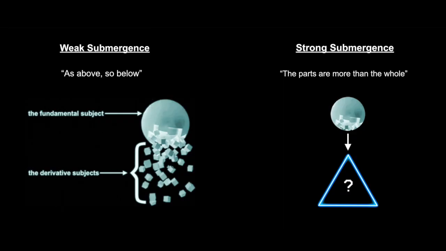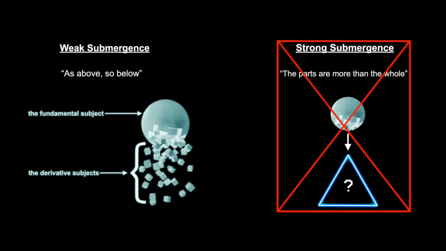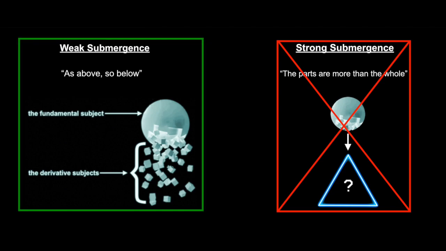While I agree with Schaffer's point, this point does not distinguish between weak and strong submergence. Weak submergence affirms as above so below, which means if the whole is fixed, then the parts are also fixed. This means that Schaffer's argument against the possibility of submergence only applies to strong submergence, and therefore submergence has not been proven to be impossible after all. If weak submergence is still a possibility, then it appears to be an avenue we can explore to make sense of how the many subjects descend from the one subject.